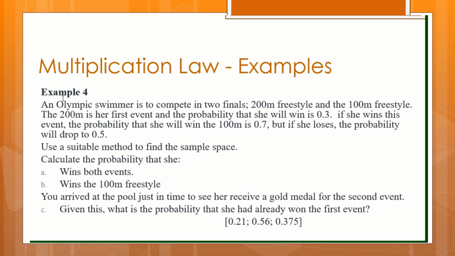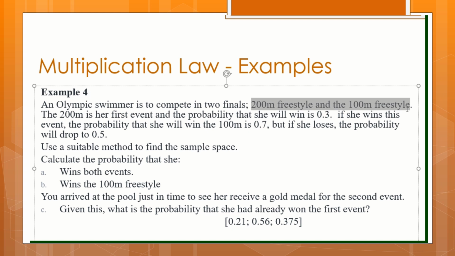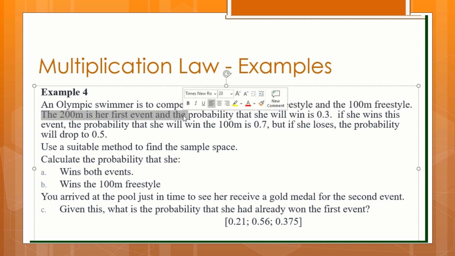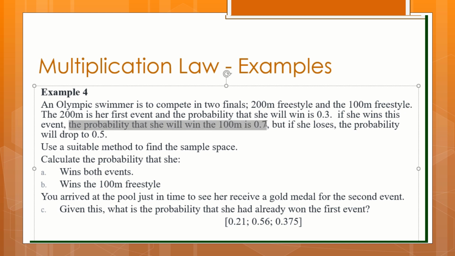An Olympic swimmer is to compete in two finals, a 200-meter freestyle and a 100-meter freestyle. The 200-meter is the first event. So when you have a first and a second event, right? This is when you draw a tree diagram. No need to guess anymore. First event, second event is always a tree diagram. Okay, if she wins this event, the probability that she will win is 0.7. But if she loses, so we will do it one by one.